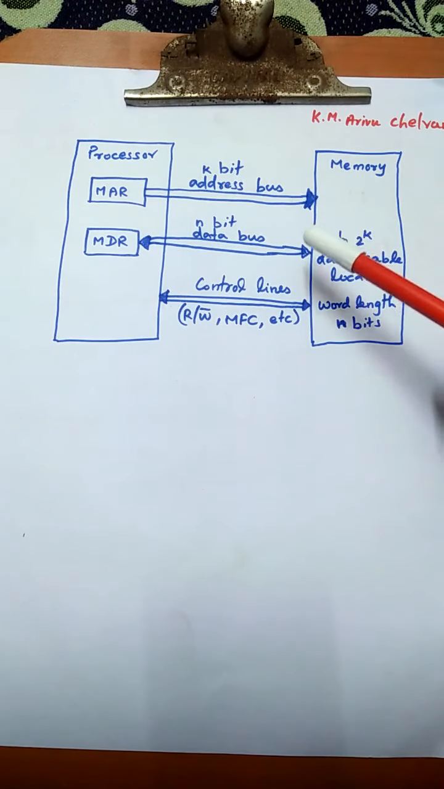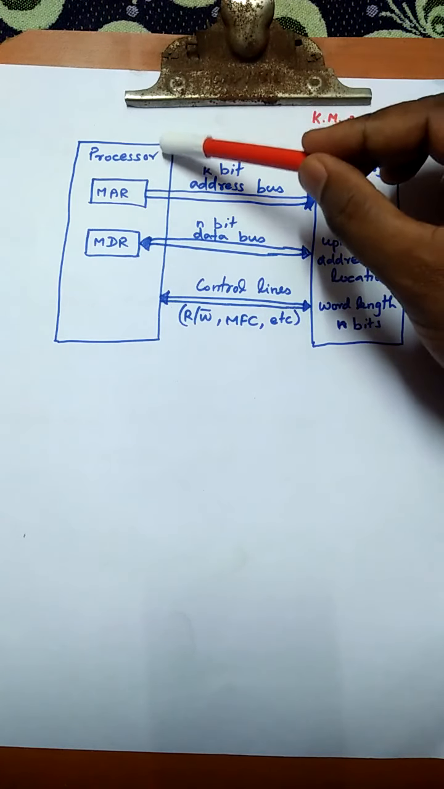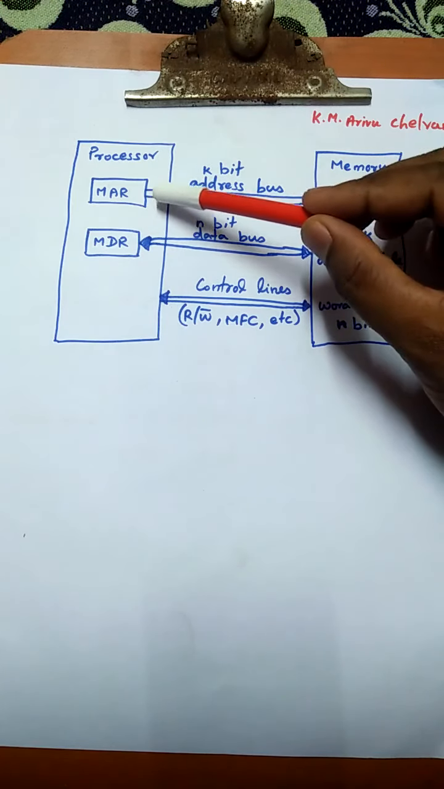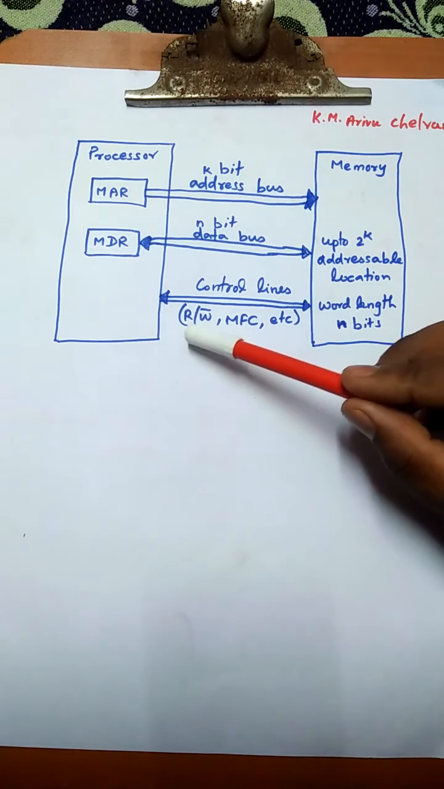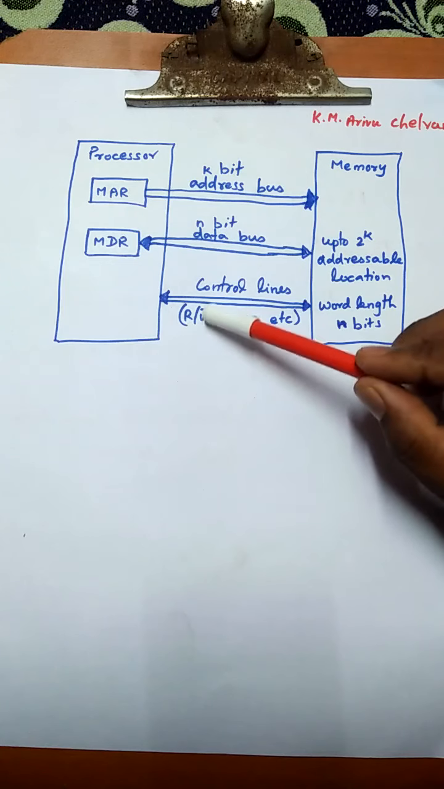Processor wants some data from memory. First, what it means: the processor loads the memory address into MAR and enables this control line, R/W bar, to 1.